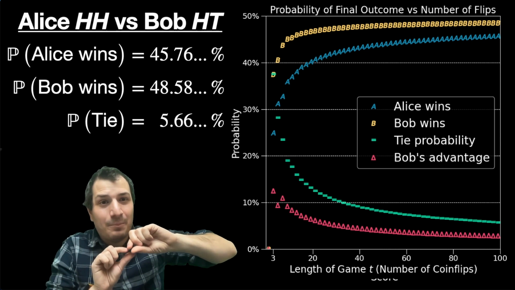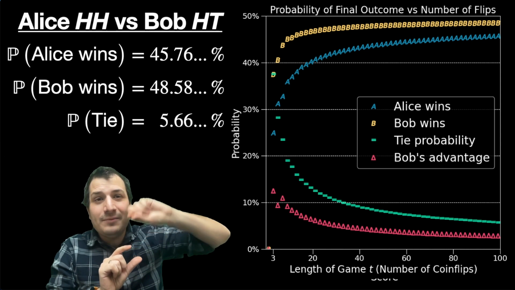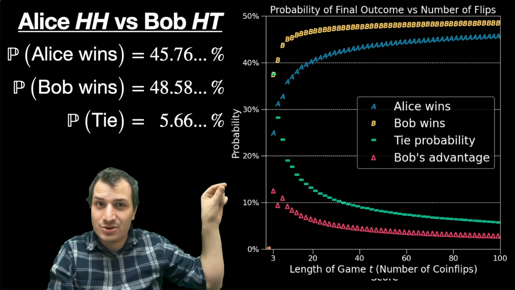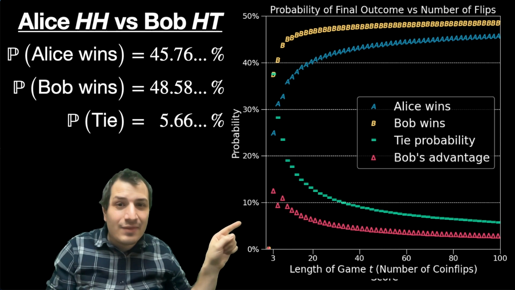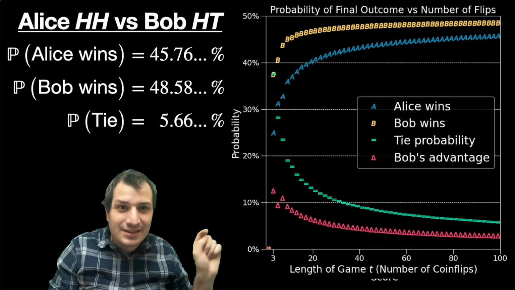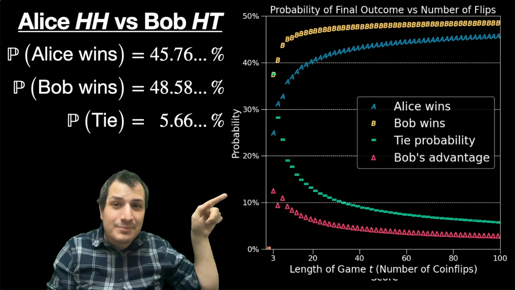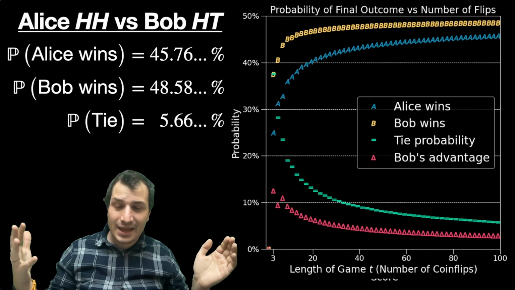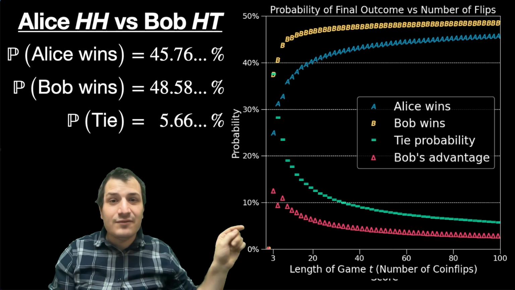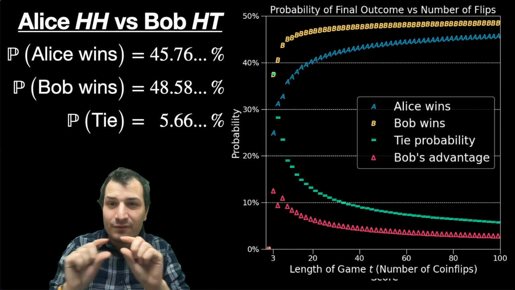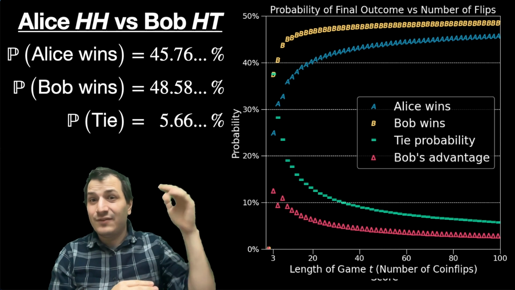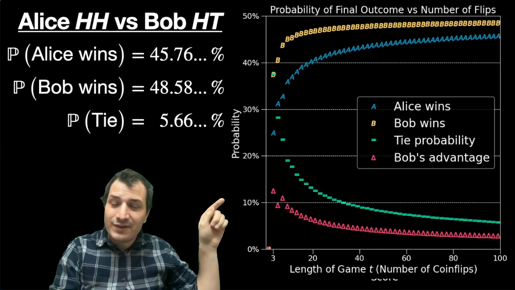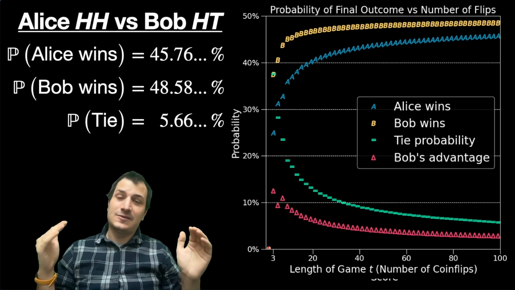Bob's probability of winning is getting closer and closer to 50%. Alice's probability of winning is getting closer and closer to 50%. And these little triangles, these deltas, are Bob's advantage. Bob's advantage is getting closer and closer to 0 as the length of the game is longer. So in a very long game, Bob has a very small advantage. In a very short game, actually for a game of only length 3, for 3 coin flips, that's Bob's highest advantage, and it's all the way up to 1/8.